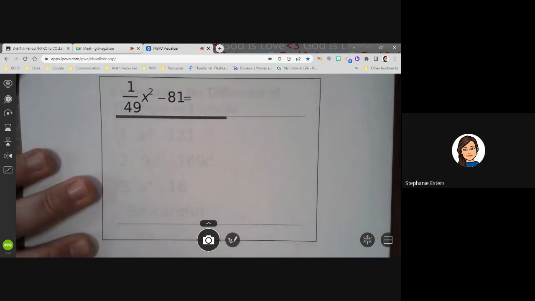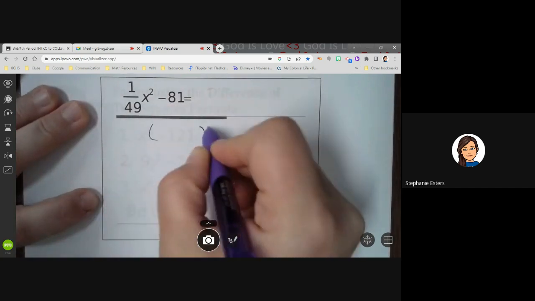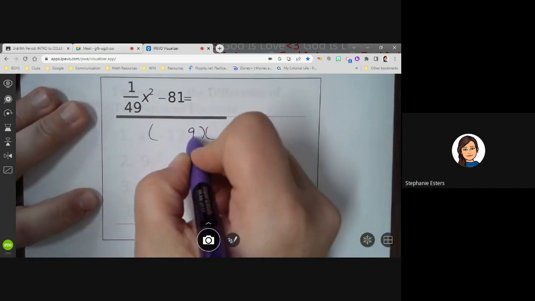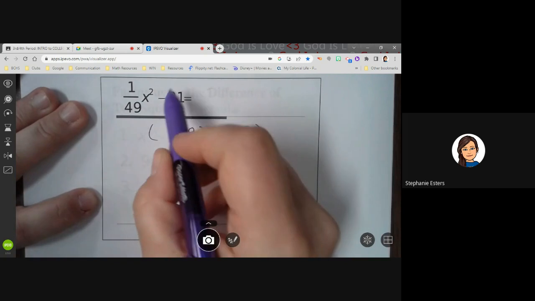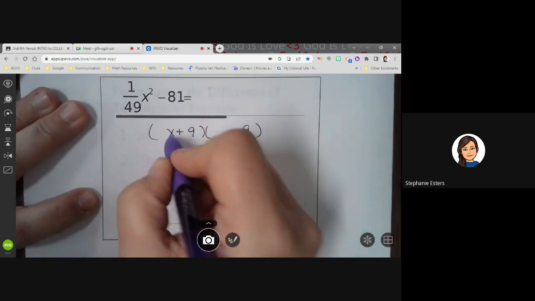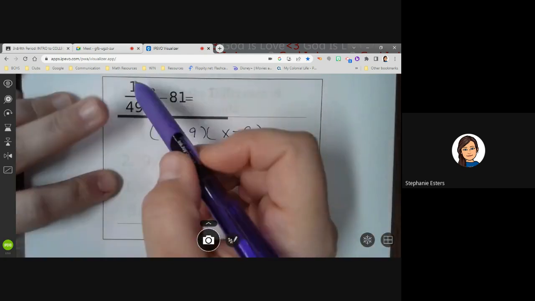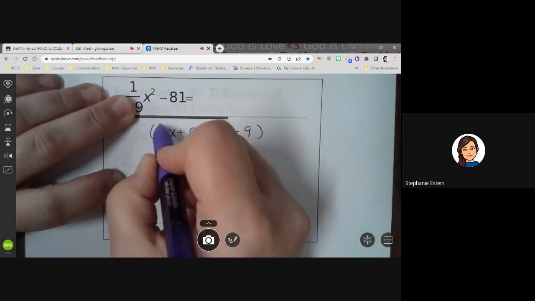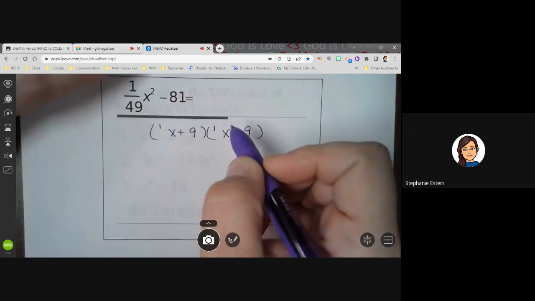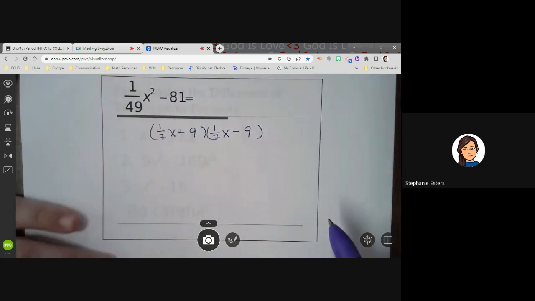Now, the fraction kind of scares some of you at first, but this is also a difference of squares. Most of you probably went straight to the 81. That is 9 times 9. And with all differences of squares, one's positive, one's negative. You even see your x squared with the x times x. But don't be confused on the 1/49th either. Guys, 1 is 1 times 1, and 49 is 7 times 7.